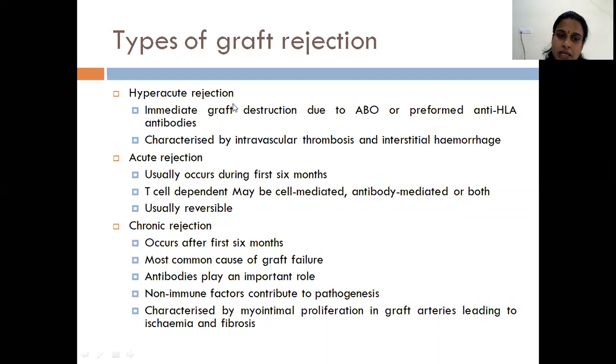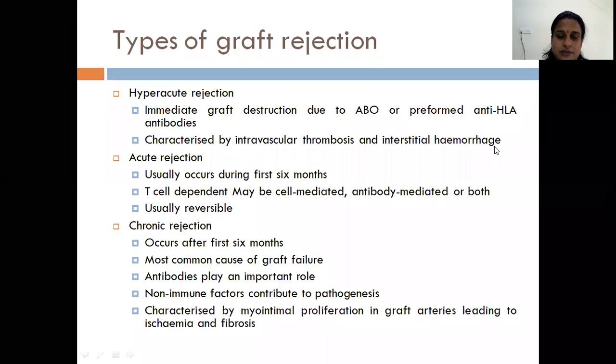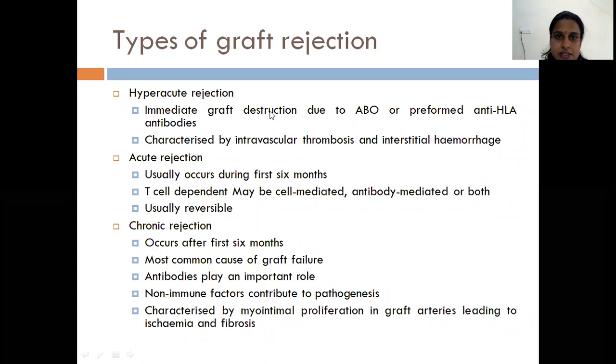Then there is this hyperacute rejection, which is characterized by endothelial damage in such cases. The antibodies attach to the endothelium and there is damage, and hence there is intravascular thrombosis and definite hemorrhage. So there is interstitial hemorrhage. So this is the pathology in hyperacute rejection. This can be seen in kidney transplantations.